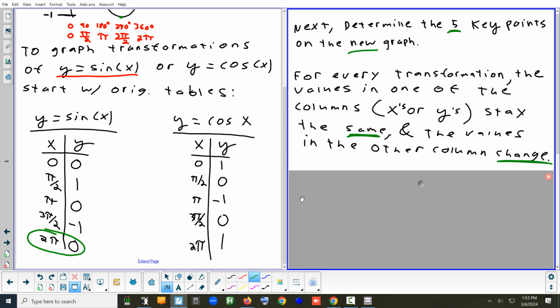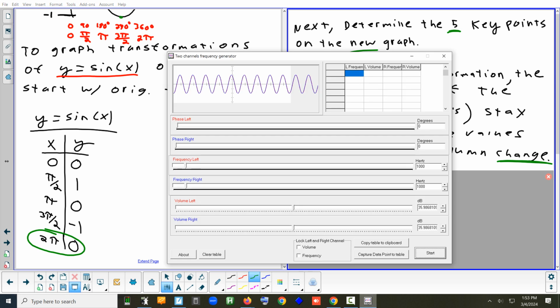Now, I know we're used to calling shifting left and right a horizontal shift, and you can still call it that. But generally, when they talk about it with trig functions, it's called a phase shift. You talk about shifting a wave left and right, that's the term they use, phase shift.